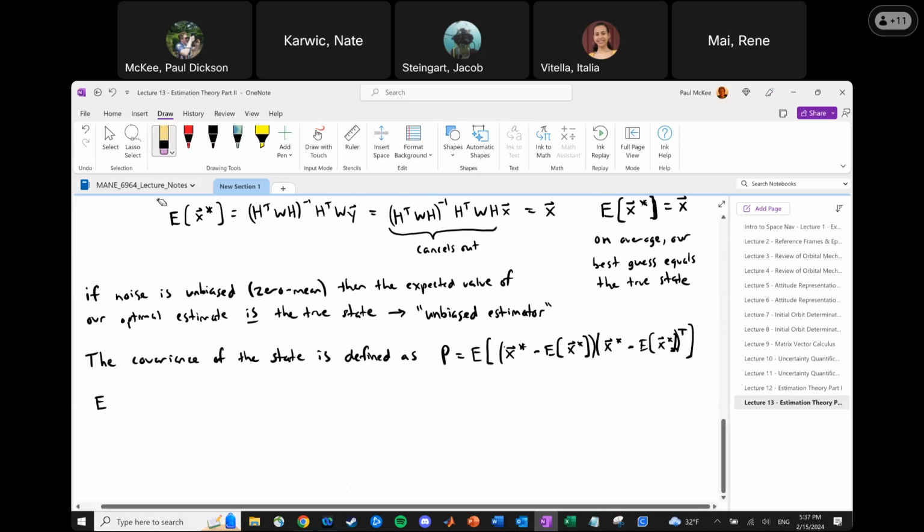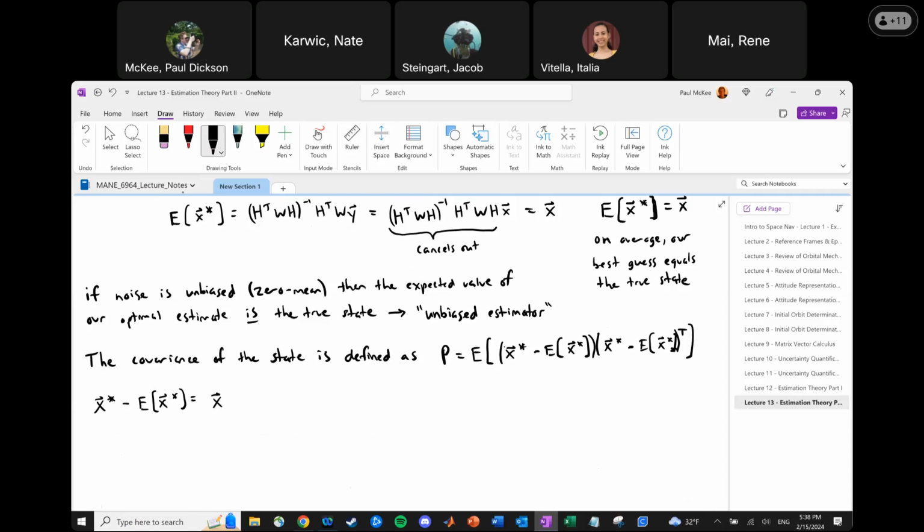Oh, sorry, already screwed up. X, so our optimal estimate minus its own expected value is equal to our optimal estimate minus the true state, which ought to basically just be some noise, right?